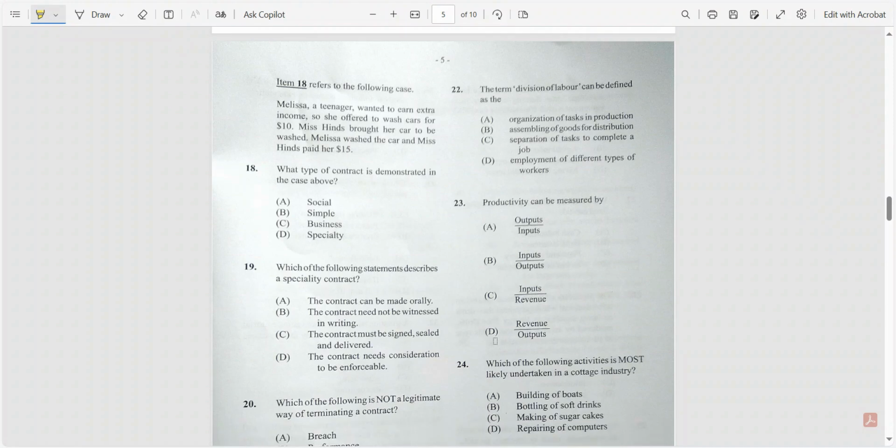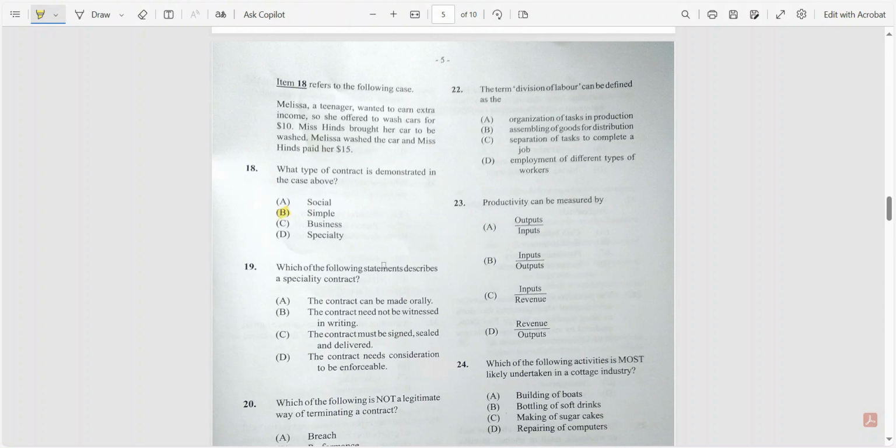Item 18 refers to the following case. Melissa, a teenager, wanted to earn extra income, so she offered to wash cars for $10. Miss Hines brought her car to be washed. Melissa washed the car and Miss Hines paid her $15. What type of contract is demonstrated in the case above? And that is a simple contract.